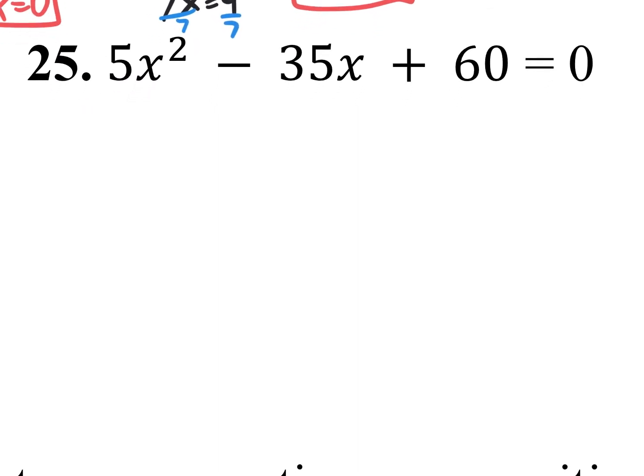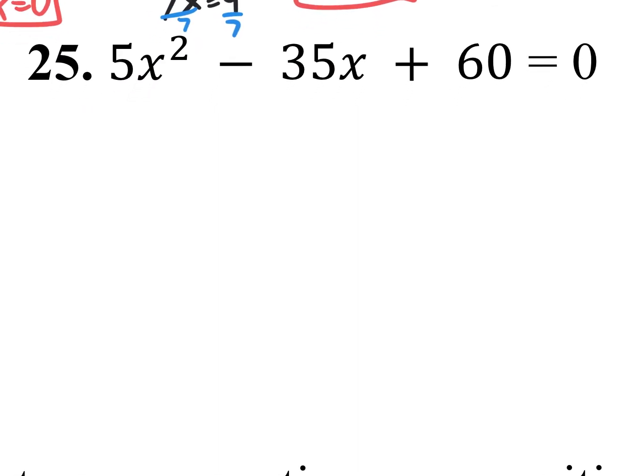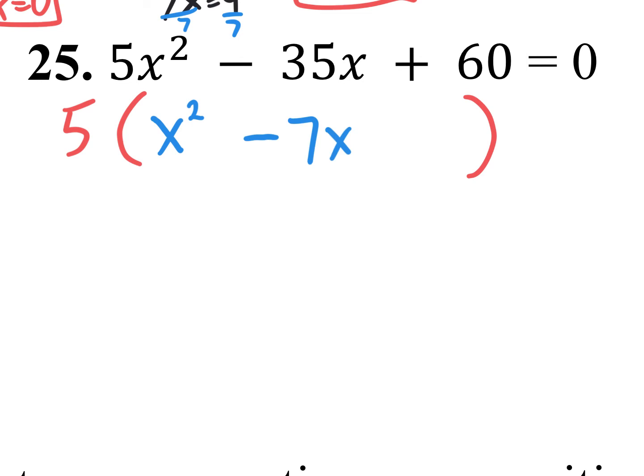Let's jump around here. How about 25? That one looks fun. What could I do? What kind of factoring could I apply on the left side? GCF? What is the GCF? What could I pull out of the left side of this equation? A 5. Okay. What would be left over on the inside? X squared. What else? The middle term? Minus 7 with an x. Last term? Plus 12. Okay, good. Now this is equal to 0.